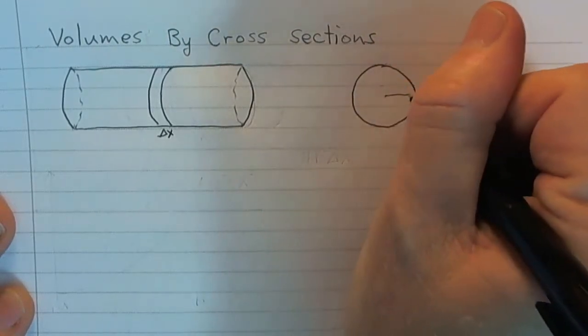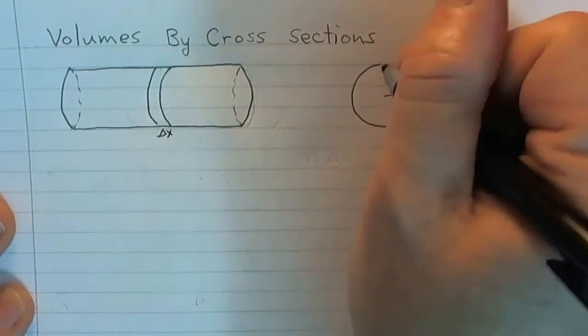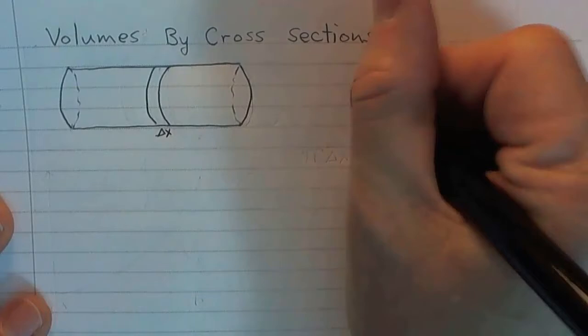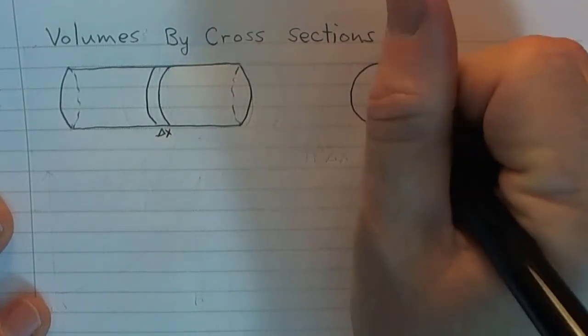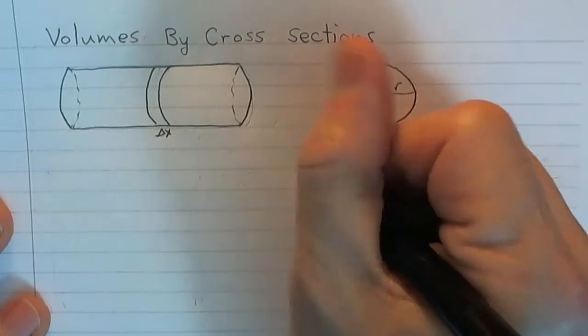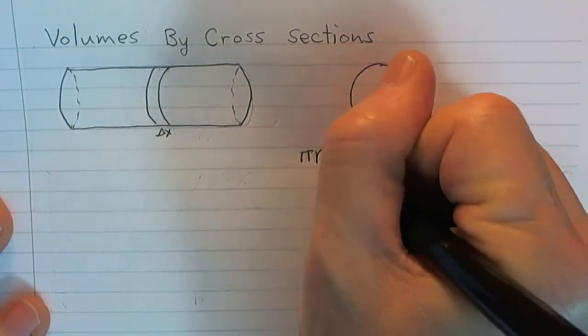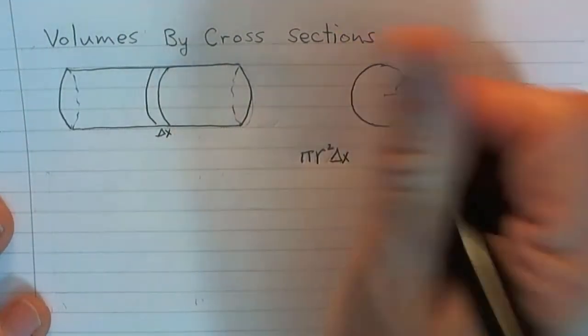Now it's got, of course, the radius, r, and it's got a thickness. The thickness is delta x. We can't see it, but it's going into the paper, right? So if I want to calculate the volume of this little piece that I cut out, this little cylinder, it would be pi r squared times the thickness, delta x. That would be the volume of that.